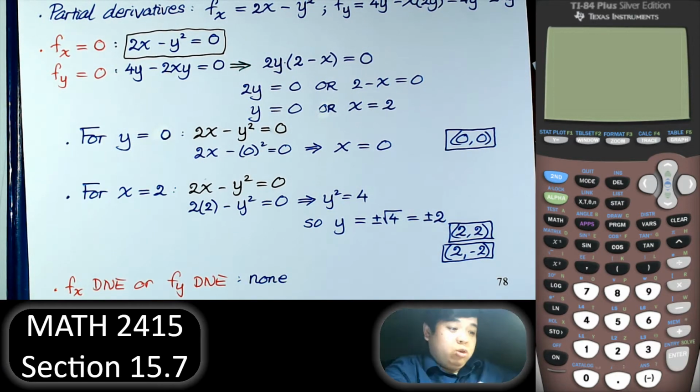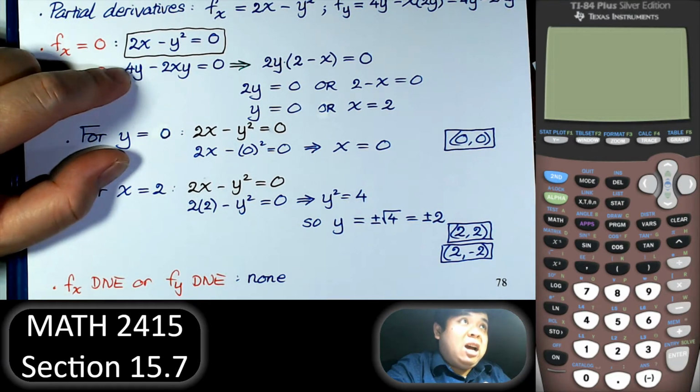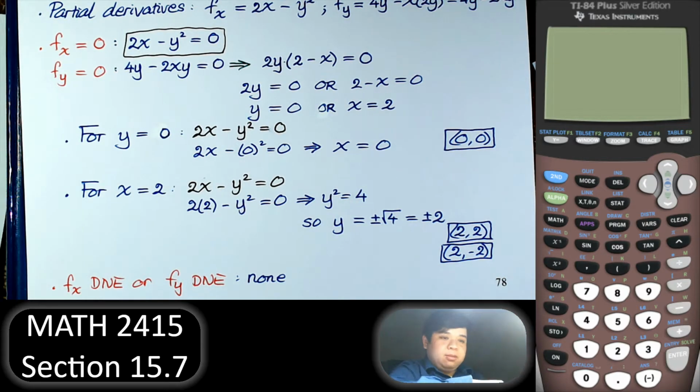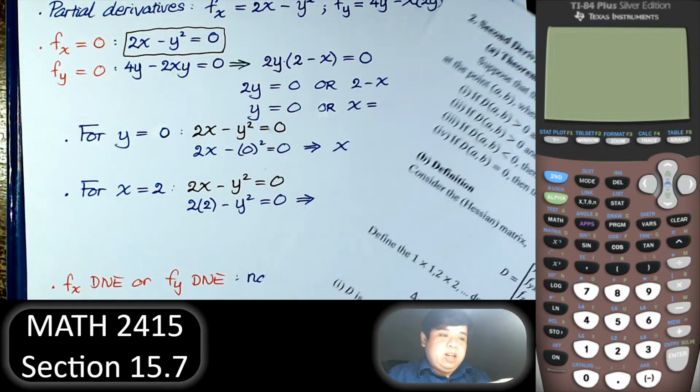So sometimes, of course, there will be elimination or substitution. There are a lot of different ways to solve a nonlinear system of equations. But on this problem, we just factor out from one equation and we can solve for it. So that's what we have. Right, so we know how to find critical points. So that's the first part of the section.